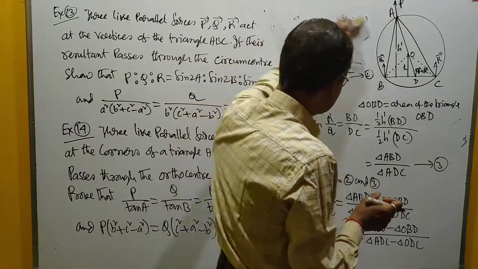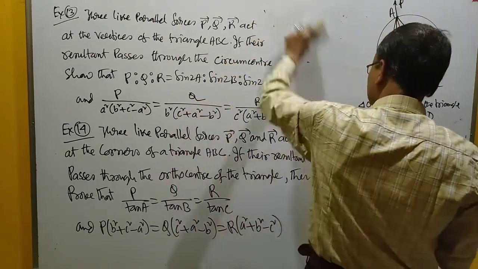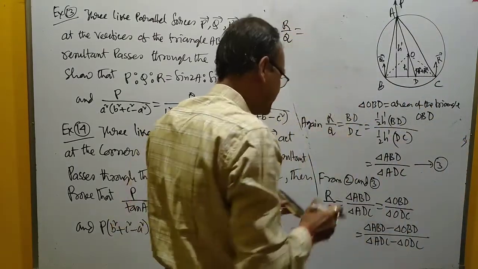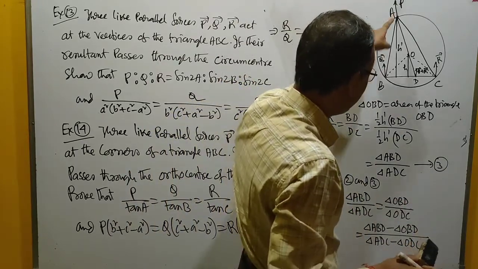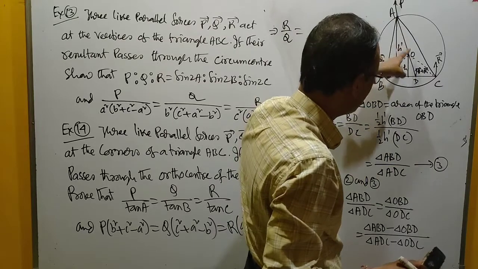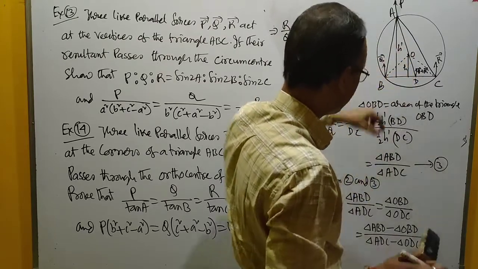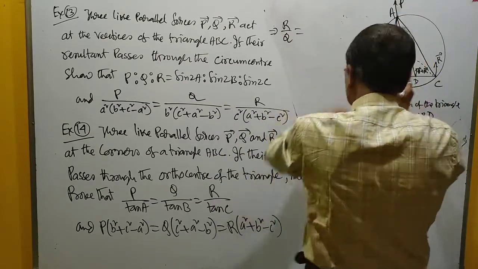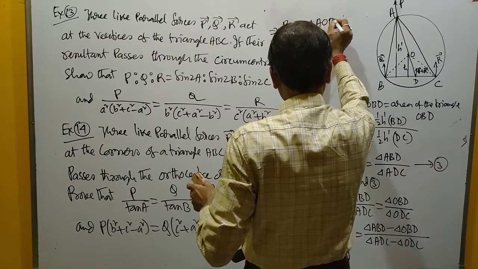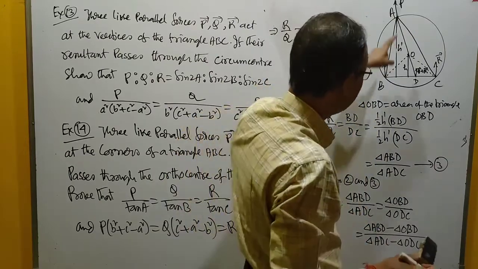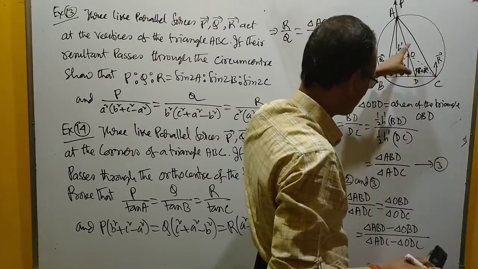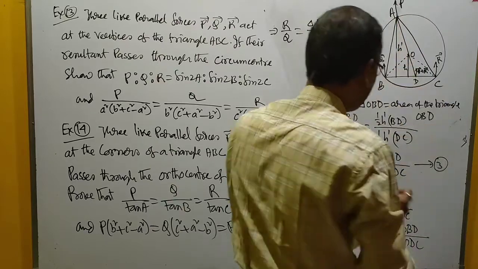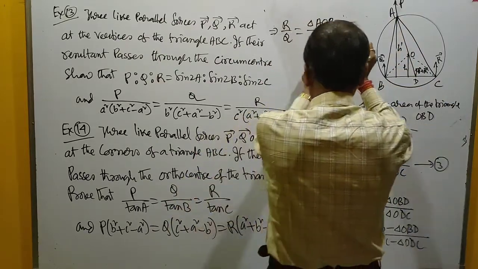This means that R by Q equal to ABD minus OBD, and ABD minus OBD equal to AOB, divided by ADC minus ODC. ADC minus ODC will be equal to AOC, the area of the triangle AOC.